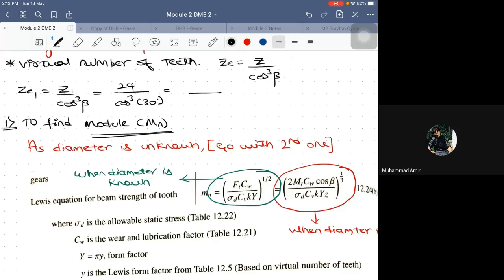$36.95. So 36.95, I would take it as 37. Next, now you have to find the module.